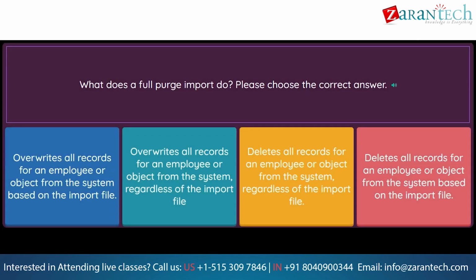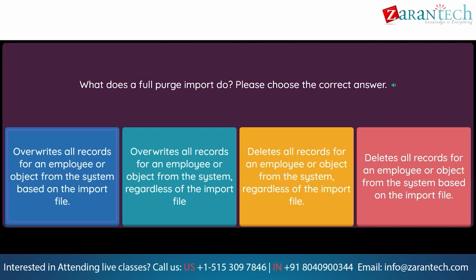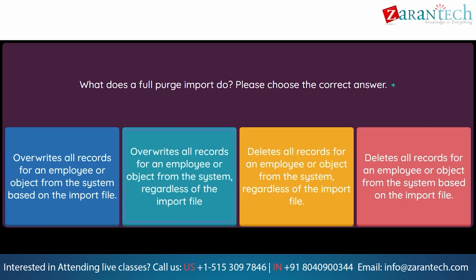Question: What does a full purge import do? Please choose the correct answer. Option 1, overwrites all records for an employee or object from the system based on the import file. Option 2, overwrites all records for an employee or object from the system, regardless of the import file.